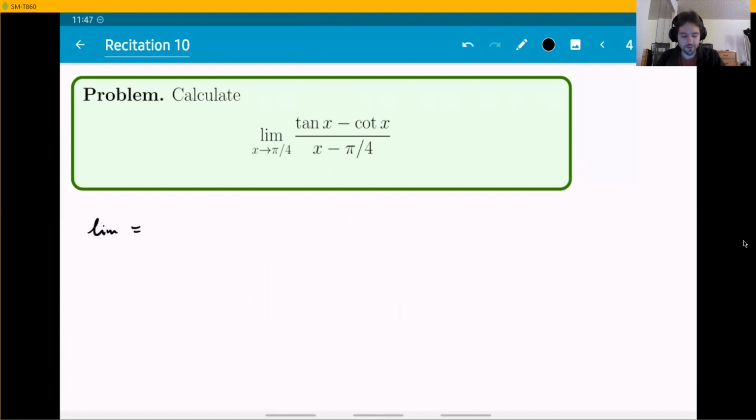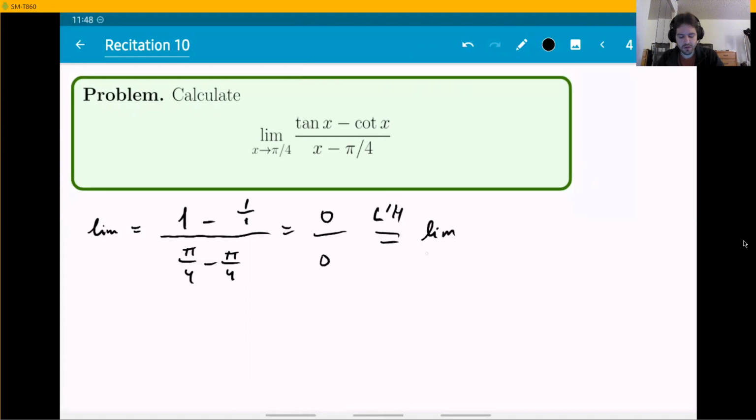X is going to pi over 4. That's 45 degrees, if you want to think of this as angles. Tangent is 1. And then cotangent is the inverse of tangent, or reciprocal of tangent, so 1 over 1. Meanwhile, downstairs, you just have pi over 4 minus pi over 4. So this is 0 over 0, which means you can do L'Hopital. So let's do that.